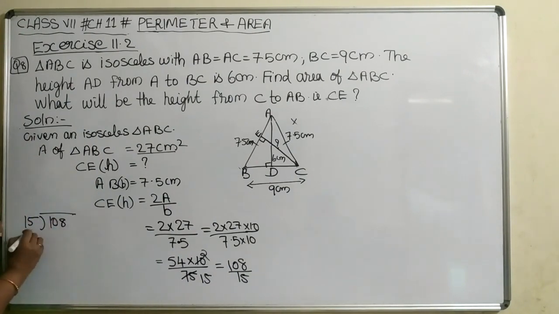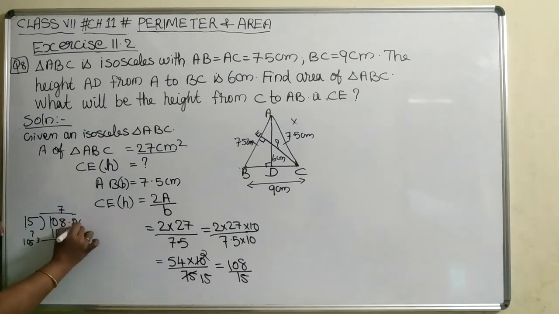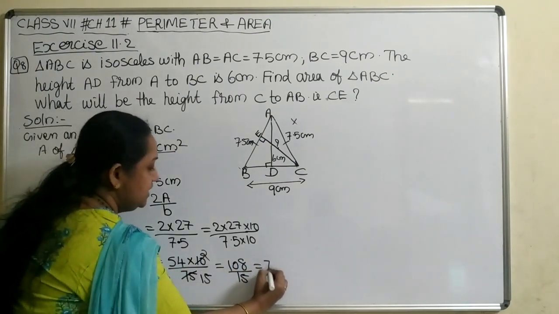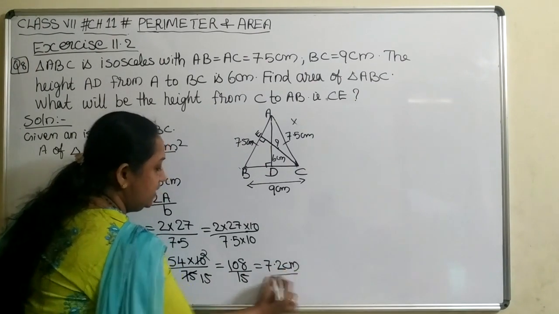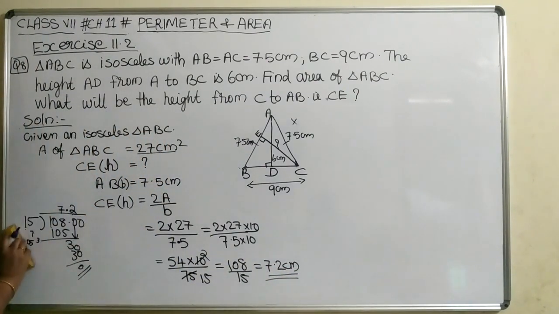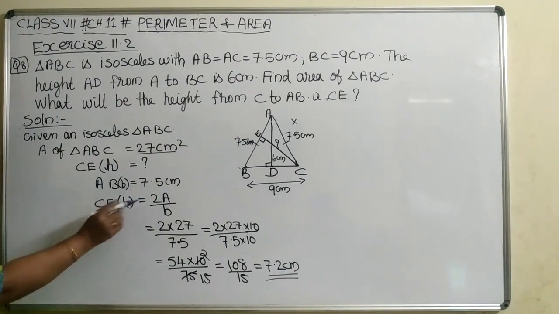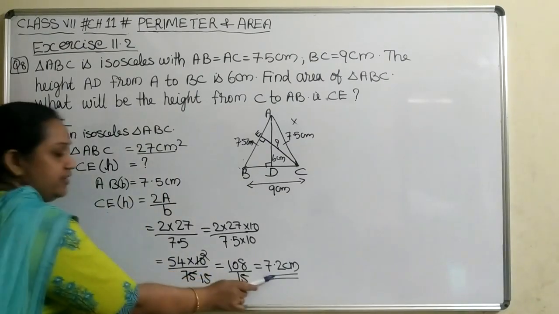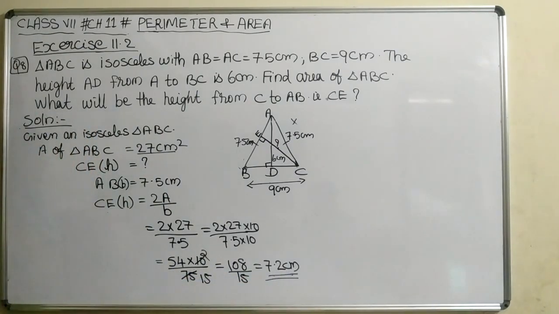105 divided by 15. So 7 times we get 105. So 3 here, put a point, add 0 here, put the point in the quotient. Coming here, 15 2s are 30. So while doing the division, we get the answer as 7.2 centimeter. So we get the height towards the base AB, that is CE equal to 7.2 centimeter.